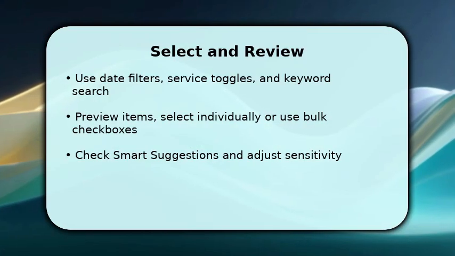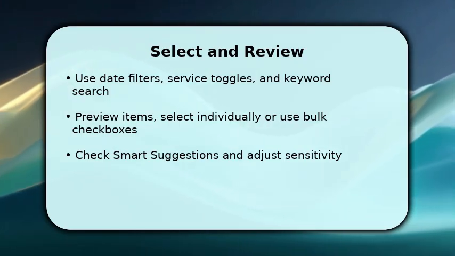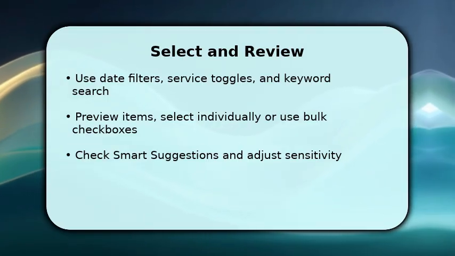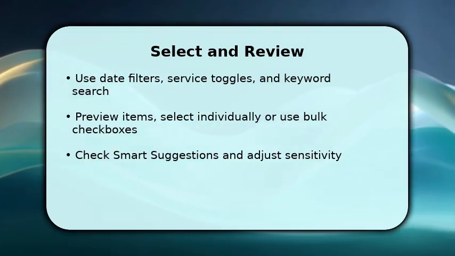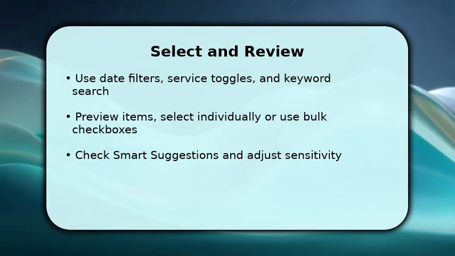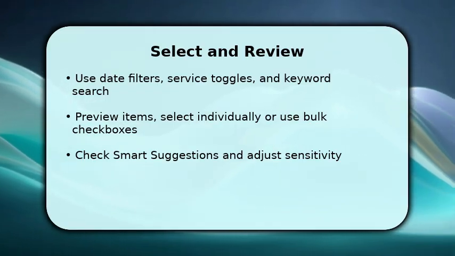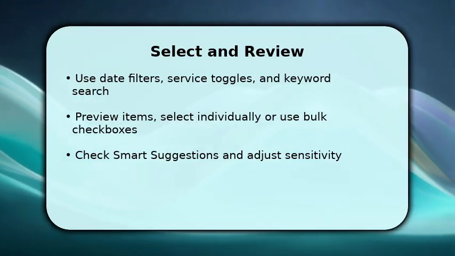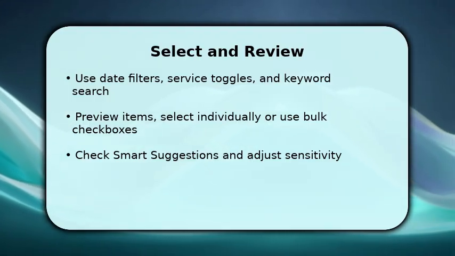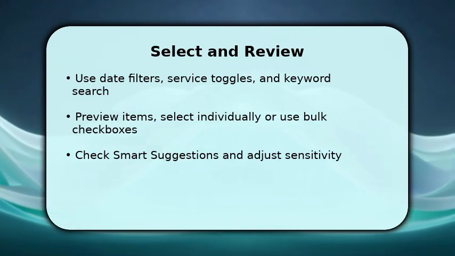Now you'll refine selection. Apply date filters, restrict to particular Google services, and use keywords to find precise items. Once results populate, preview each item to confirm it's the correct content, then select individually or choose bulk if they're all safe to remove. Adjust Smart Suggestion sensitivity to include near matches or be conservative. This matters because higher sensitivity finds more items but increases false positives. After reviewing, you're ready to execute the erasure with confidence.